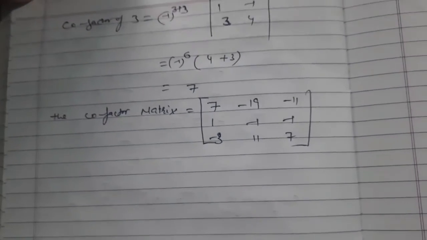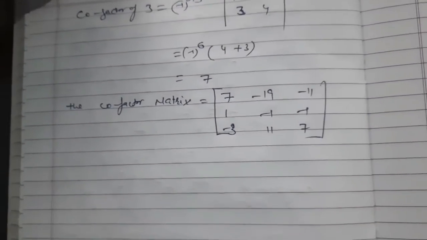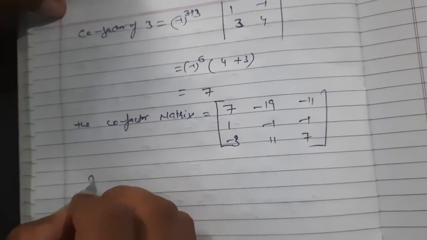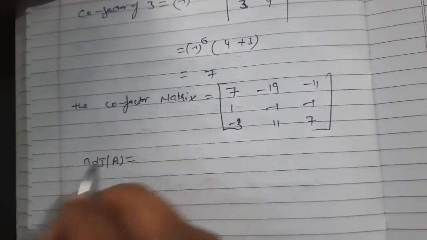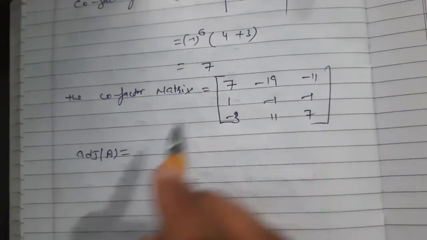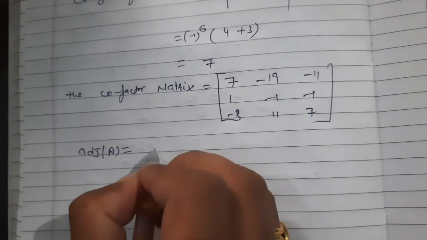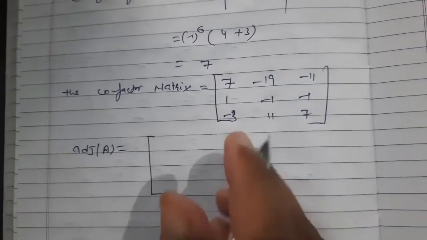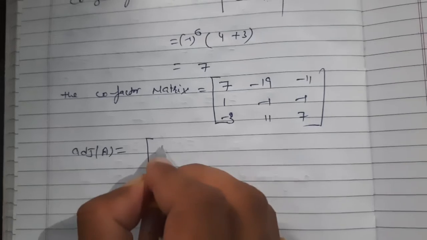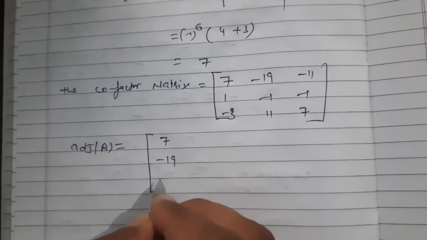Now the cofactor of the next element, that is minus 1, is minus 19, I find. Now here is your cofactor matrix. Now what is the adjoint of A? Adjoint of A is simply the transpose of the cofactor matrix. So just transpose the above matrix and we get the adjoint of A, that is 7, minus 19, minus 11.